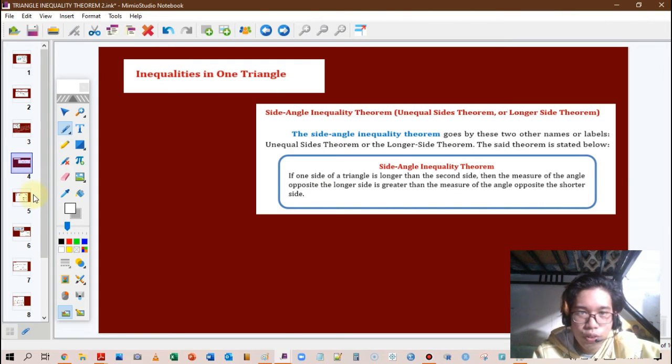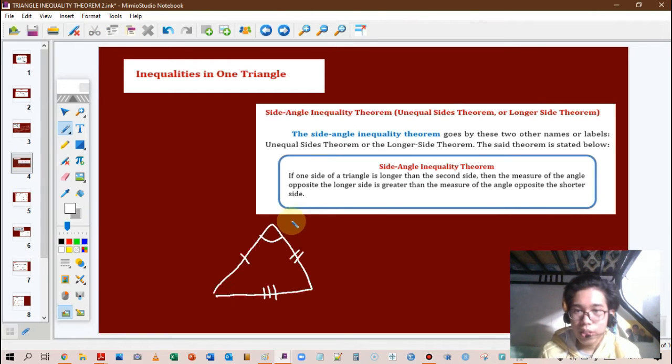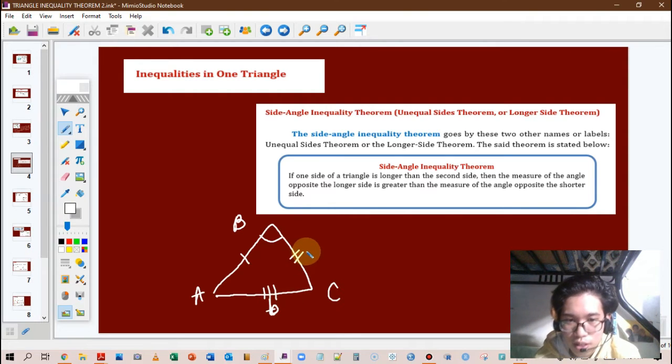For the inequalities of one triangle, we have two theorems here: the side-angle inequality theorem and the angle-side inequality theorem. In concrete terms, how does the side-angle inequality theorem play? Let's say, for example, we have triangle ABC, and we have here the side measurements. Let's say this is side B, this is side A, and this is side C.